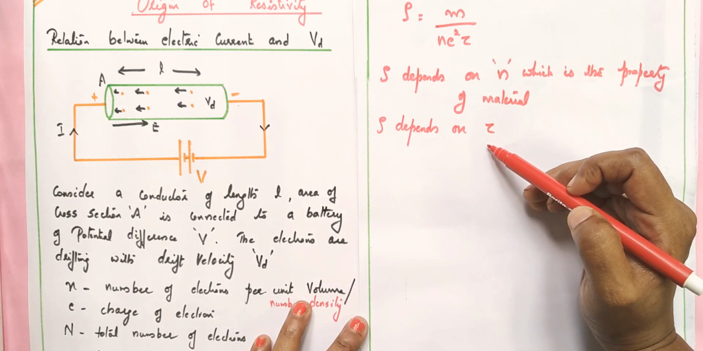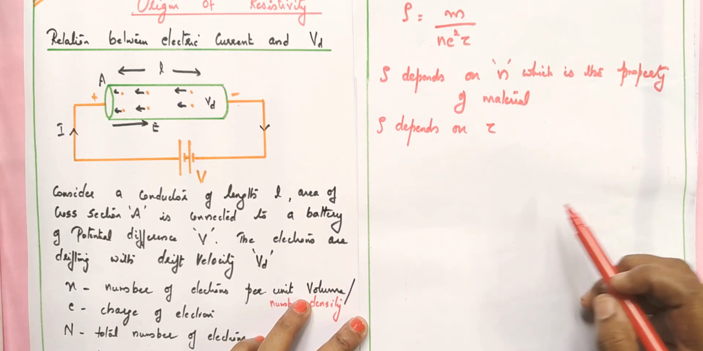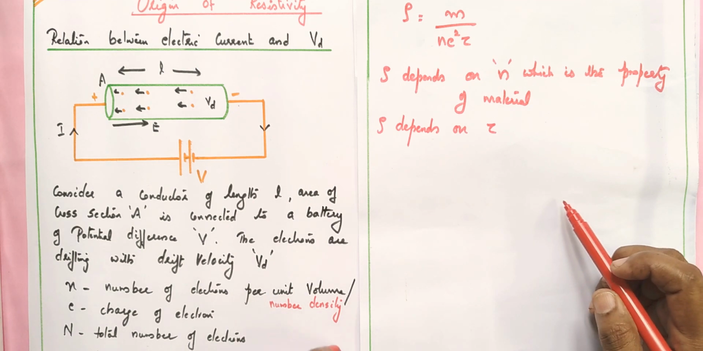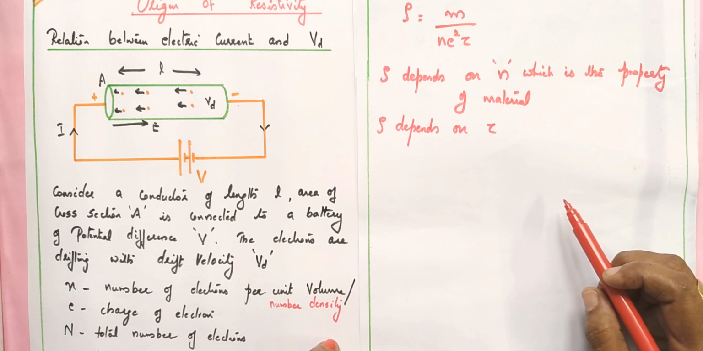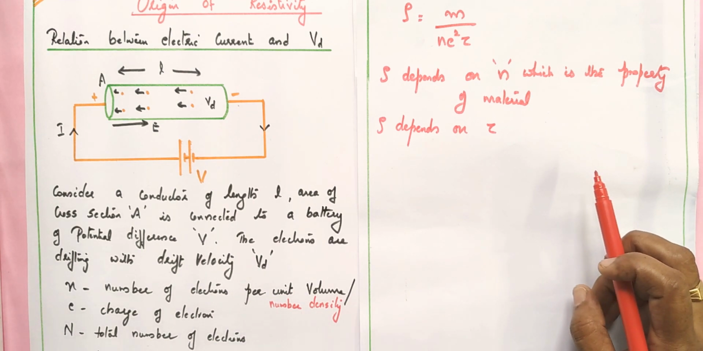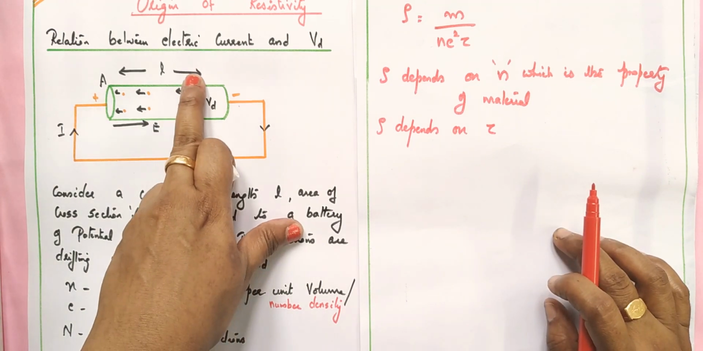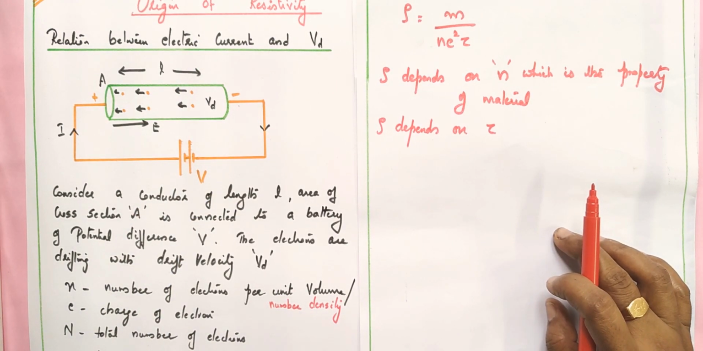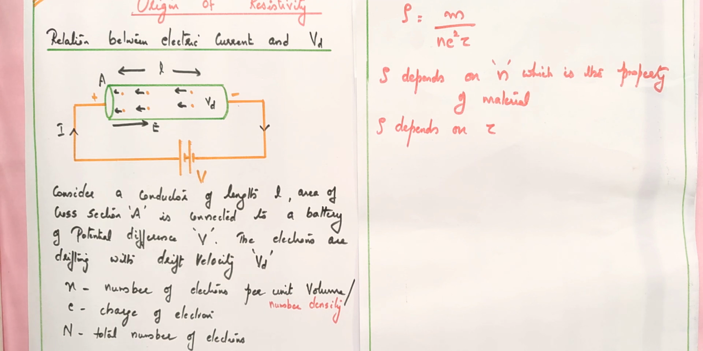It does not depend on length. It does not depend on area of cross section. It depends only on nature of the material and temperature. Okay, children, this is a very important relation between electric current and drift velocity, and also the formula for resistivity.